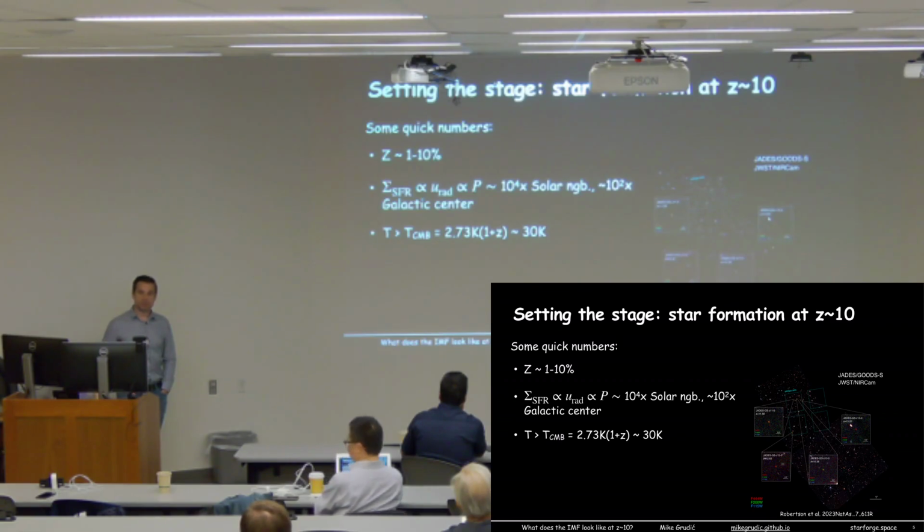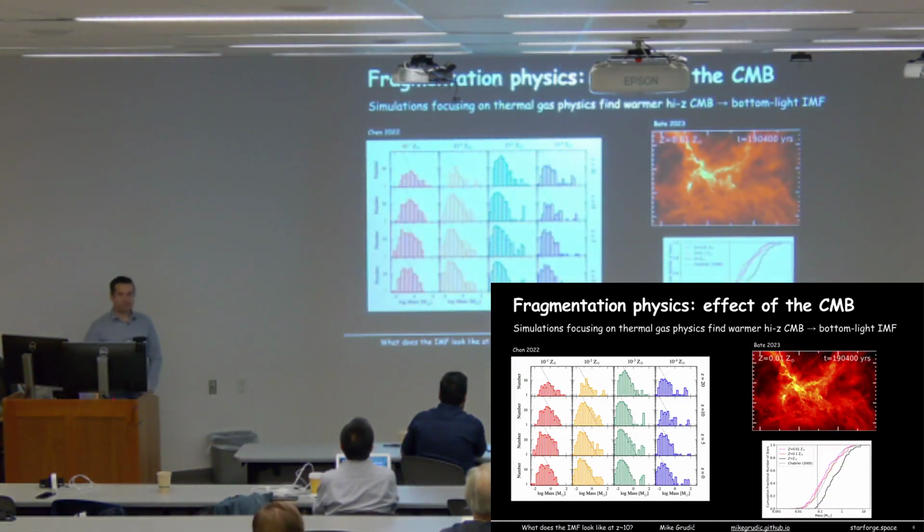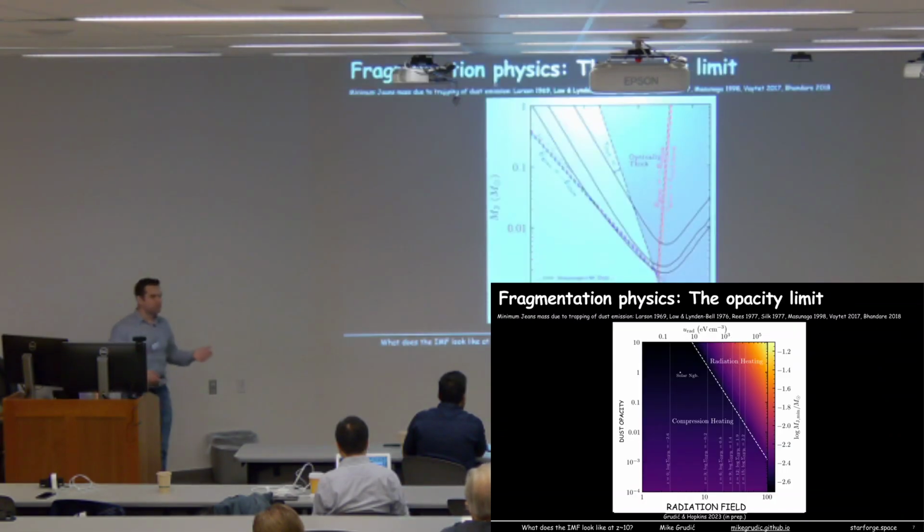That's something we know for sure because it can't cool much below the CMB temperature, which is about 30 Kelvin at this redshift. And people have looked at the effect of just varying the CMB temperature on the IMF. These are experiments with hydrodynamics and all of the relevant cooling physics. Generally what has been found is that, as they crank up the CMB, the IMF gets less and less bottom heavy and turns more bottom light. So it appears that the CMB does have some effect on the IMF. Part of what they're seeing might have something to do with the opacity limit.